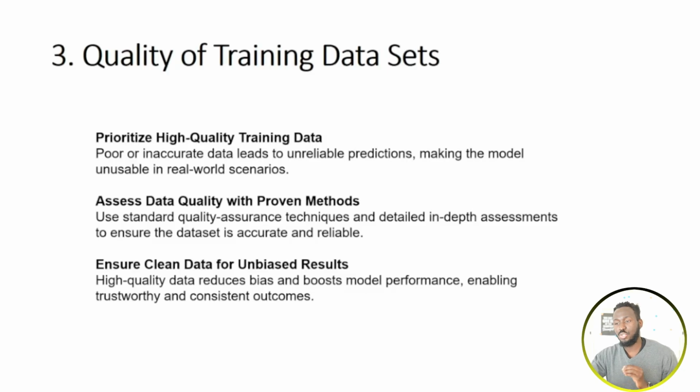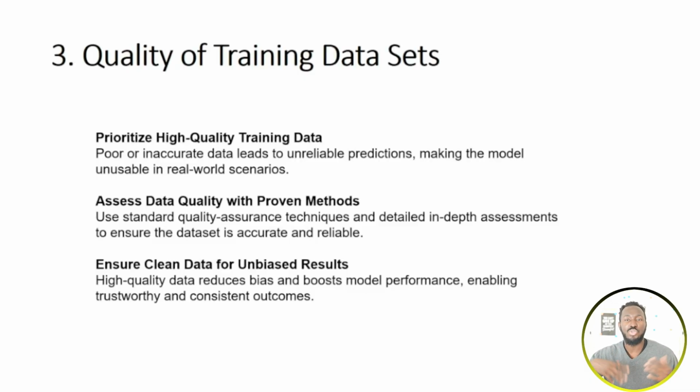And then the next step here is to ensure clean data for unbiased results. So, of course, high quality data reduces bias and boosts model performance, enabling trustworthiness and consistent outcomes. Now, there's so much about trustworthiness, openness and transparency when it comes to training models. And this really relies on explainable AI, which, of course, we talked about in our previous video, and just trying to tell the stakeholders, hey, this is what the model is doing behind the scenes.